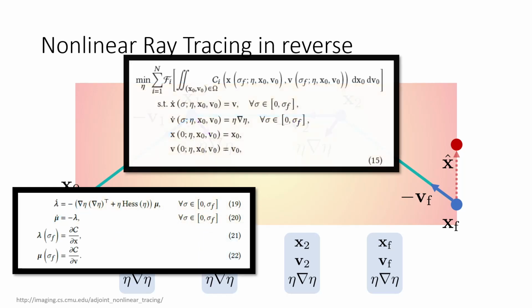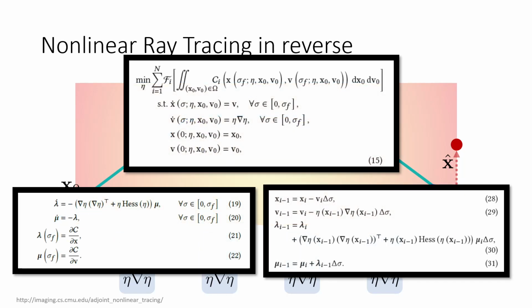In the paper, we show additional details on how to formally derive this backward tracing procedure using the adjoint state method, we derive continuous backtracing equations and show what discretization schemes are suitable for this backtracing procedure. I won't go into these details, and instead invite you to take a look at the paper.